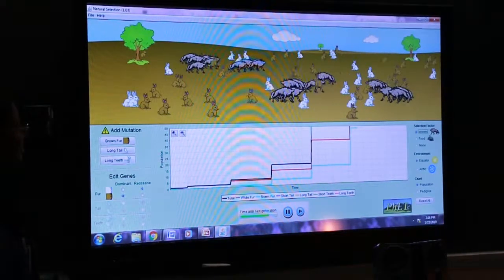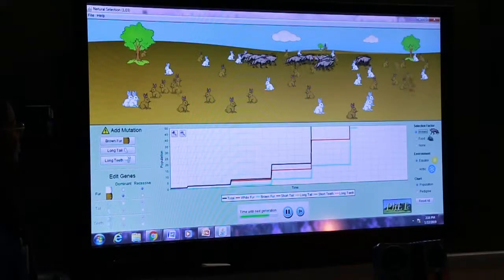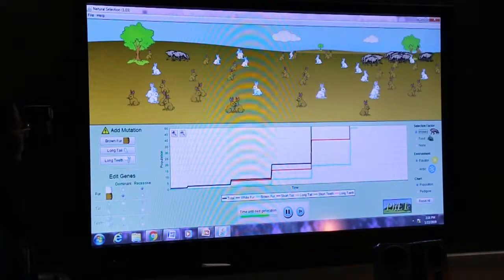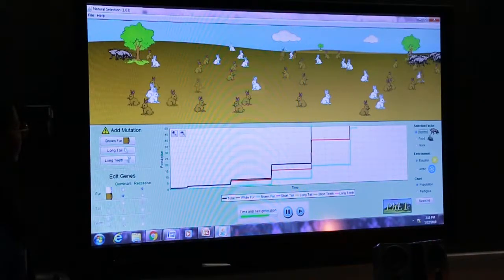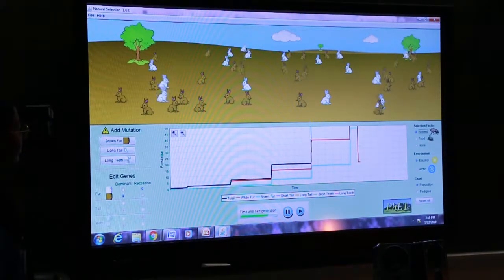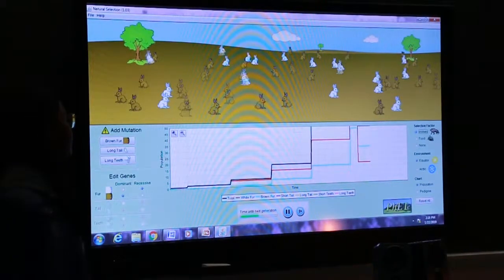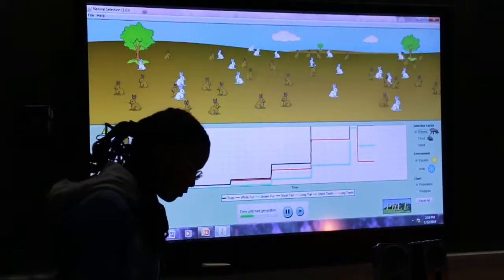Hey, Elizabeth made a very important conclusion. Elizabeth, what did you observe? I said they eat mostly the white bunnies, but they do eat some brown bunnies. Okay, the wolves eat mostly the white bunnies, but they do eat some brown bunnies, okay?